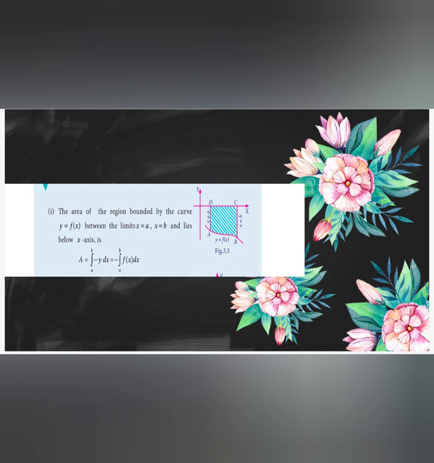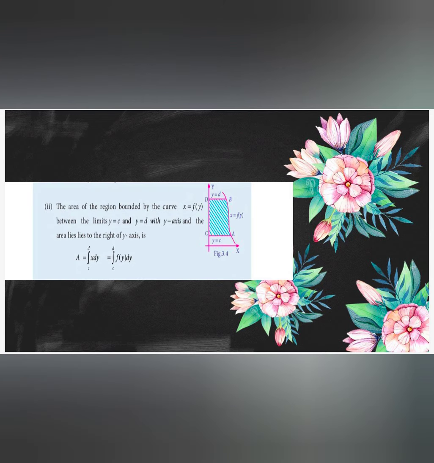Okay, and we have the area of the region bounded by the curve x equal to f of y, between the limits y equal to c and y equal to d with the y-axis, and the area lies to the right of the y-axis. So that is A is equal to integral c to d x dy, which is equal to integral c to d f of y dy, because it is lying to the right of the y-axis.